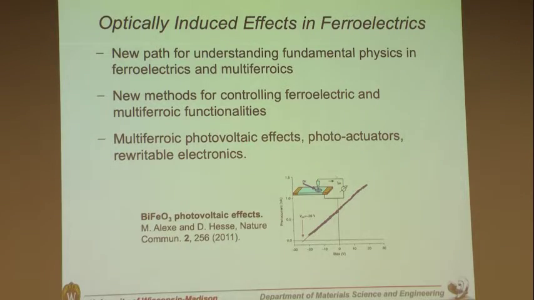And there are lots of photovoltaic effects. You could imagine making photo actuators, rewritable electronics, and so on. Some examples here, this is a relatively recent paper demonstrating that there's a photovoltaic effect. If you create a biased structure and illuminate a ferroelectric, you can have a current that gets swept out. In some sense, it's like a polar wide bandgap semiconductor. In other senses, you might imagine that you're actually changing the properties of the ferroelectric.